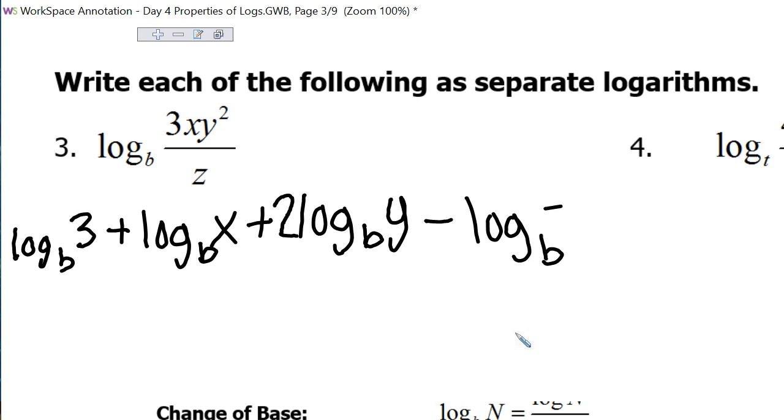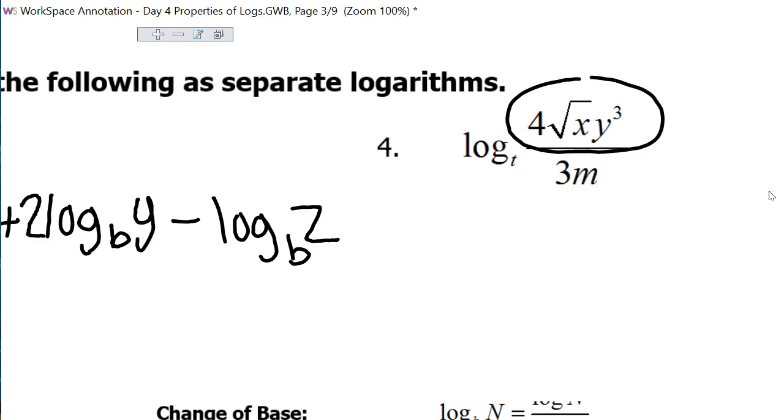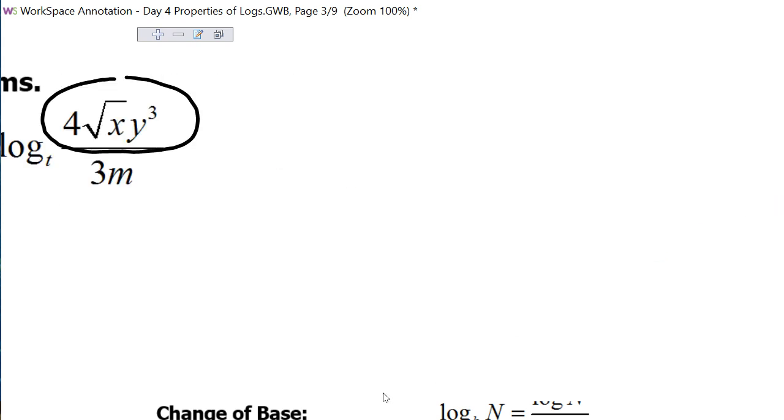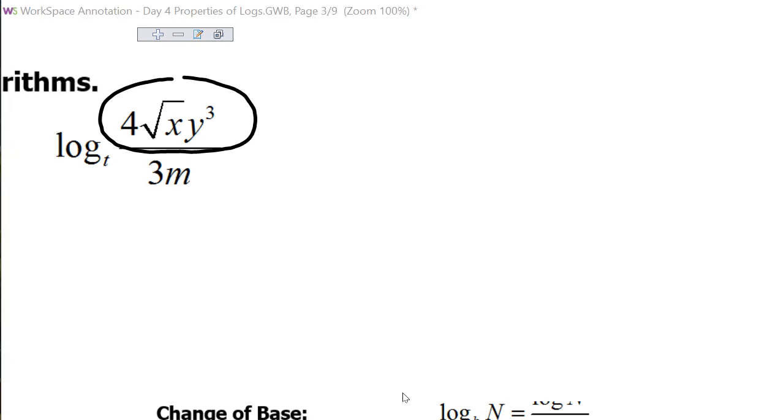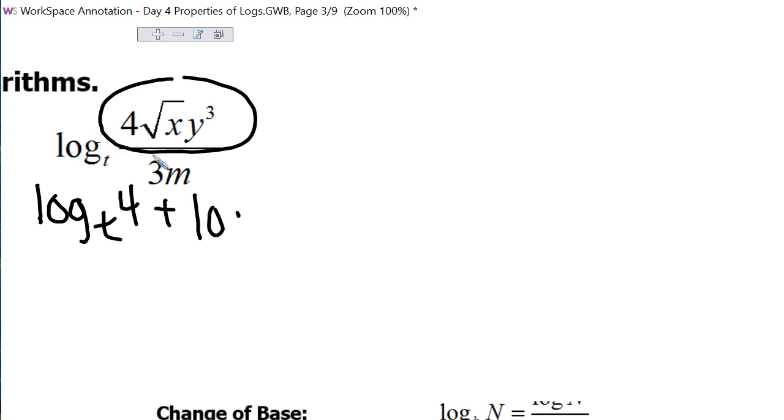Same thing for number 4, go top to bottom. So you start with the numerator. And what operation is happening in the numerator? Multiplication. So if I have multiplication, what do I change it to? Addition. So this would be log base t of 4 plus log base t. That's x to what power? X to the 1/2. But should I leave that 1/2 in the exponent position? No. What do I do with the powers? Make it as a coefficient.